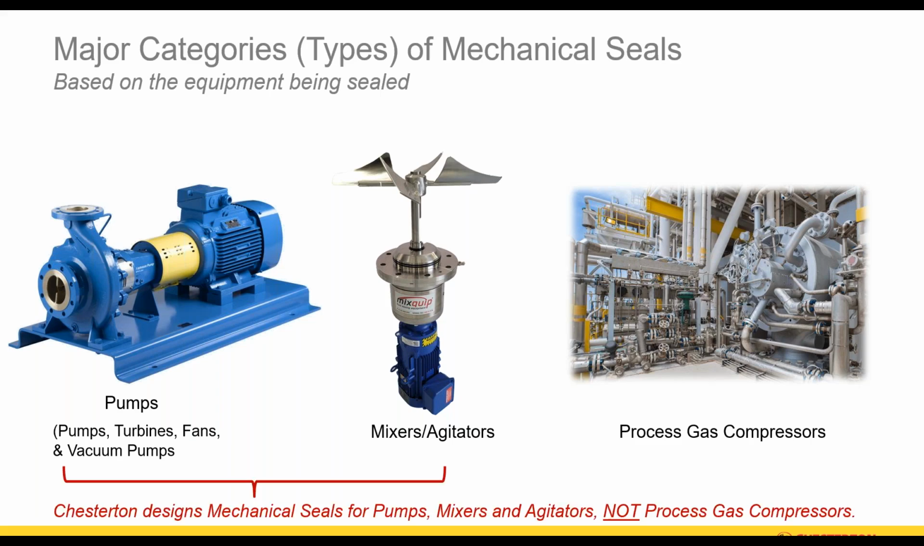And from a Chesterton perspective, we design mechanical seals for pumps, mixers, and agitators. We do not design seals for process gas compressors. That is a market segment that Chesterton made a strategic decision not to enter into many years ago. And there are some very strong competitors in that arena today, and it just wouldn't make sense. And the reality is there's a lot more opportunities for you all in selling mechanical seals to pumps and mixers and agitators. So that's what we're talking about from a Chesterton perspective when we're talking mechanical seals.